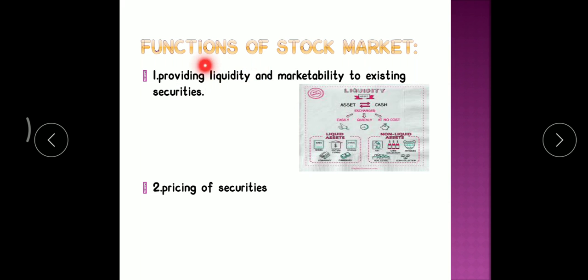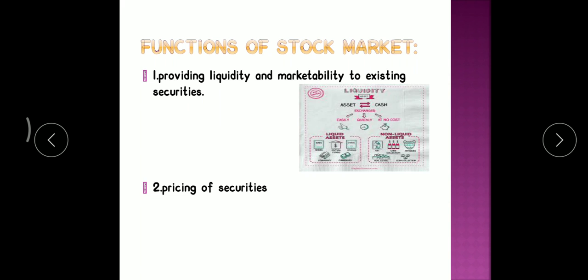And it also provides liquidity. What is liquidity here? Liquidity means any asset which can be easily converted into cash without loss of time, without loss of your efforts, without loss of your money. So easily you can convert into cash, that is called liquidity. The stock market also provides liquidity to our financial assets, which are nothing but your shares, securities and bonds. Through the easy marketability of securities you will also have liquidity. When there is an easy conversion of your shares, securities and bonds into cash, that is called liquidity. That is providing liquidity and marketability to the existing securities.